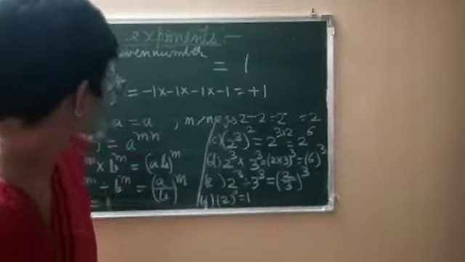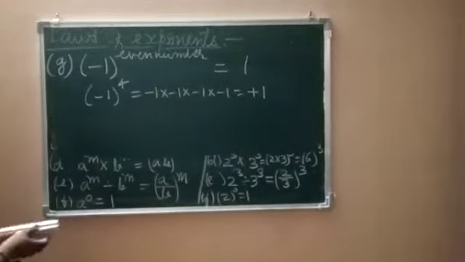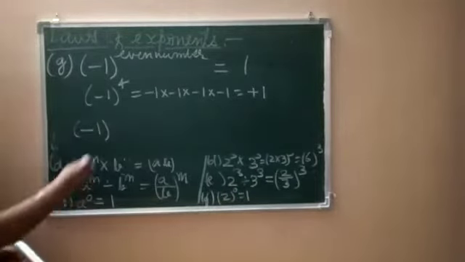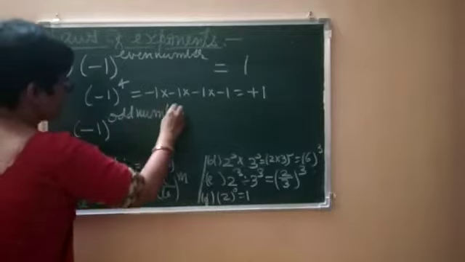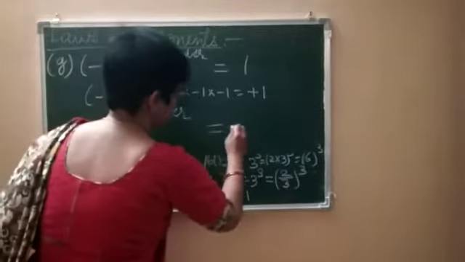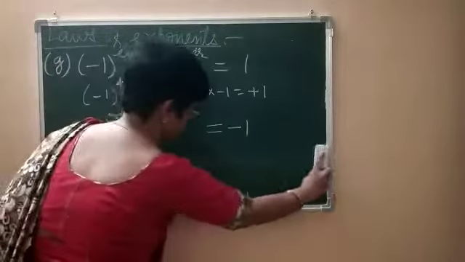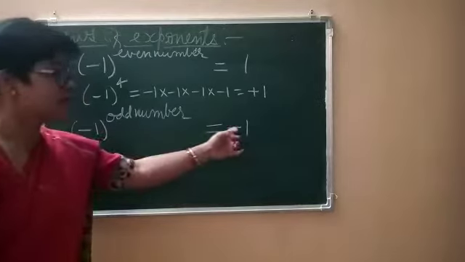Alright? Now, the next thing is, if on minus 1 we have any odd number as the power, then the result will be a negative number. Then the result will be minus 1.